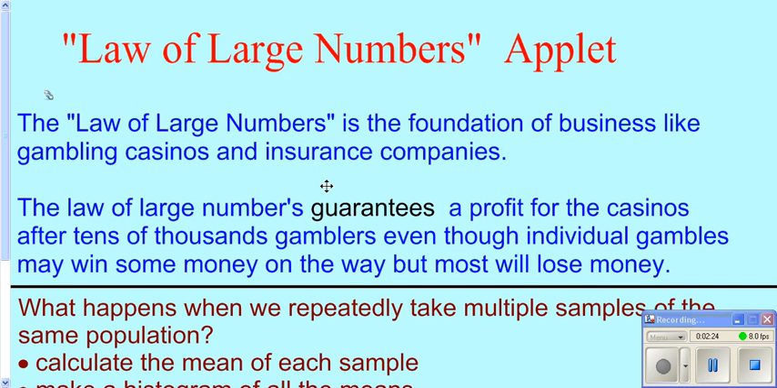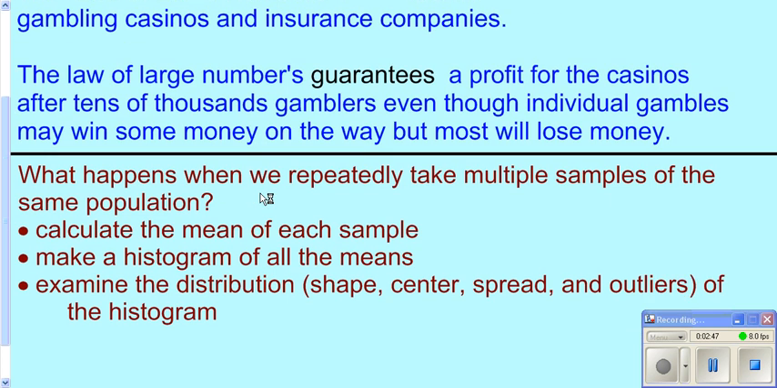Casinos, once again, use this idea of the law of large numbers to work in their favor. Also, insurance companies do that. If you only insure a couple of people, you could really lose a lot of money, or you could still make money. But if you insure a lot of people, the law of large numbers guarantees that the insurance company will not end up losing money.